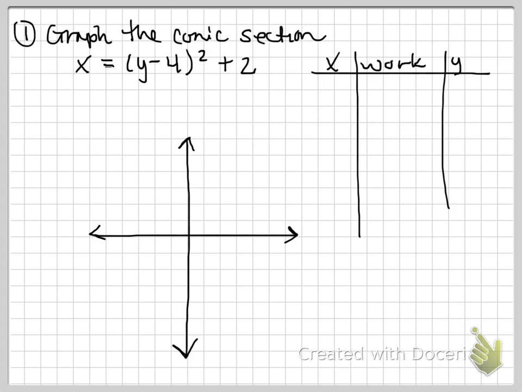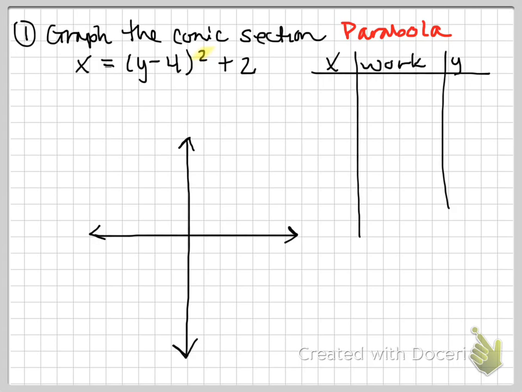I have a conic section. It's x equals y minus 4 squared plus 2. And the first thing I'm going to think about is, what conic section is this? Well, I noticed that I only have one squared term. And so if I only have one squared term, I know that this must be a parabola. So I'm going to be graphing a parabola.